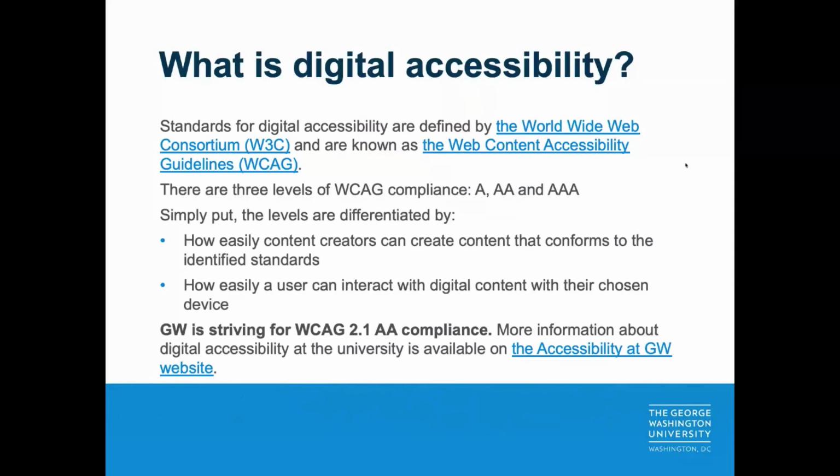The university is striving for WCAG 2.1 AA compliance, and more information about what we are doing to meet those standards can be found on the Accessibility at GW website. And it covers everything from what can faculty members be doing for the content that they're creating for their courses, what can website managers and content managers be doing to make sure the content that we're putting out is accessible, as well as other use cases throughout the university.